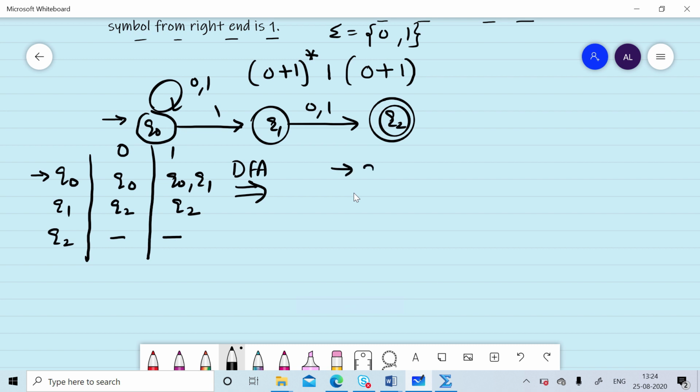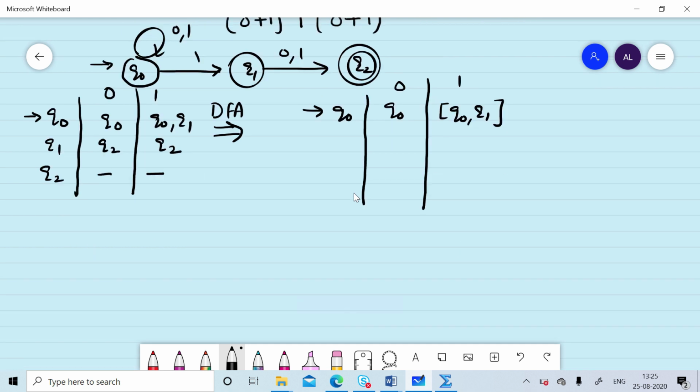So Q0 will be our initial state in the DFA. On reading 0, we will remain in Q0. On reading 1, we will move to the Q0, Q1 state. So let's pause. Q0 represents the initial state of the DFA. There is a self loop of 0, and on reading 1, we will move to Q0, Q1.